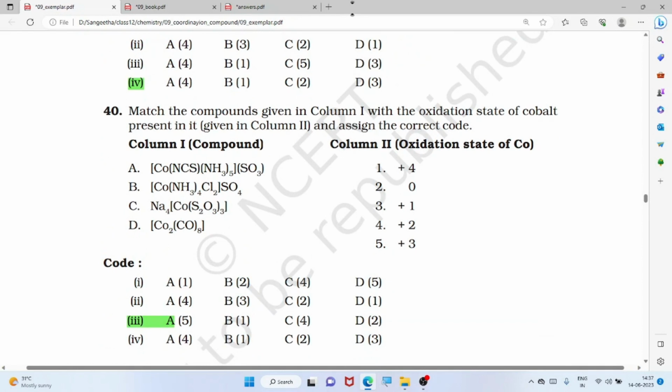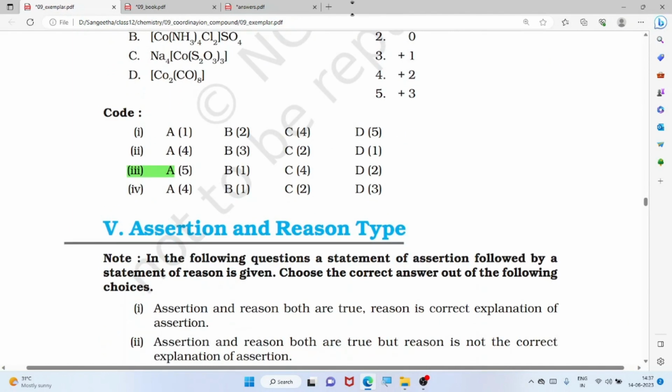Match the compounds given in column 1 with the oxidation states present. So you can find the oxidation state. For example, I already showed you this. CO is a neutral ligand, so this is the zero oxidation state. Same way you can find out for the other elements. Okay.